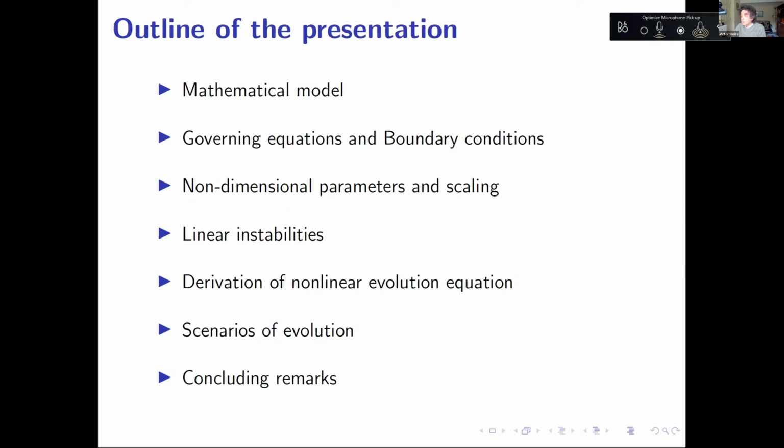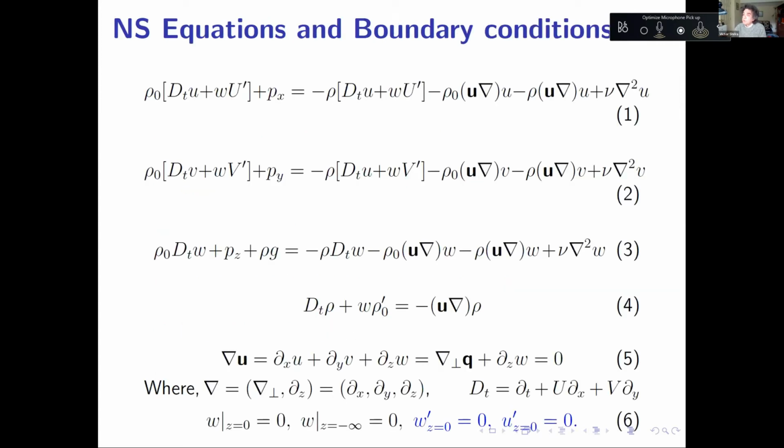So I start with the mathematical model and introduce parameters and scaling. Then a very brief couple of words on linear instabilities, and then we go to the derivation of the nonlinear evolution equation and discuss scenarios of evolution of perturbation. The starting point are the Navier-Stokes equations, and they are pretty standard. What is specific for this type of flow is that the no stress boundary conditions are shown in blue.